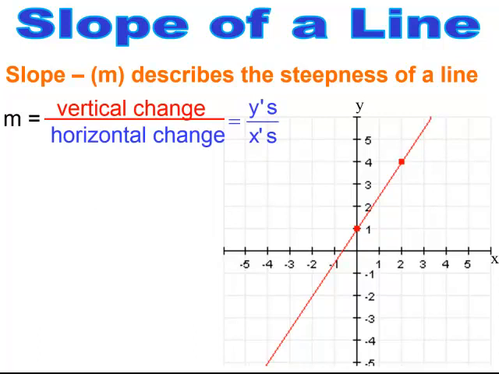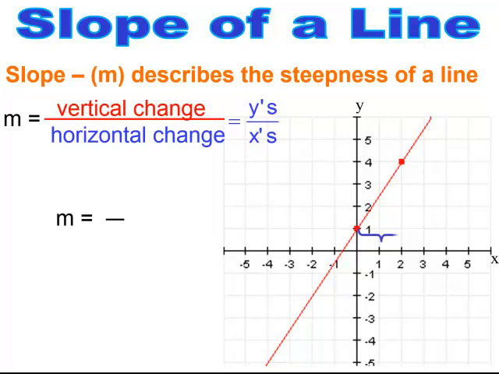Slope describes the steepness of a line. So when we're looking for the slope of a line, the slope will be made up of our vertical change over our horizontal change, or our y values over my x values. Now the slope is abbreviated with the lowercase m. So when we're looking for a slope, we're going to identify it as m. So I'm going to find the slope of this line, and I'm going to find it by going from one point to the next, first counting my x values and then my y values.